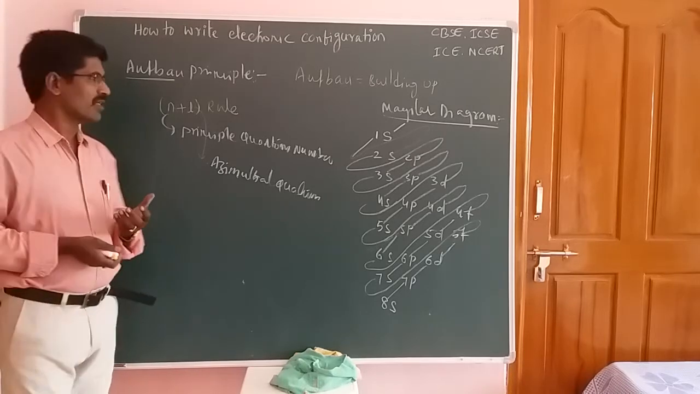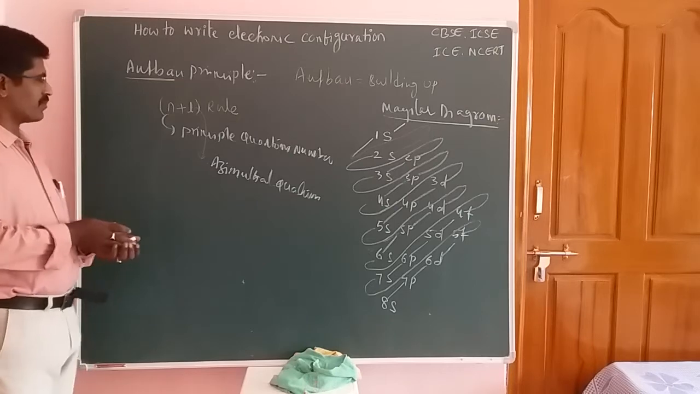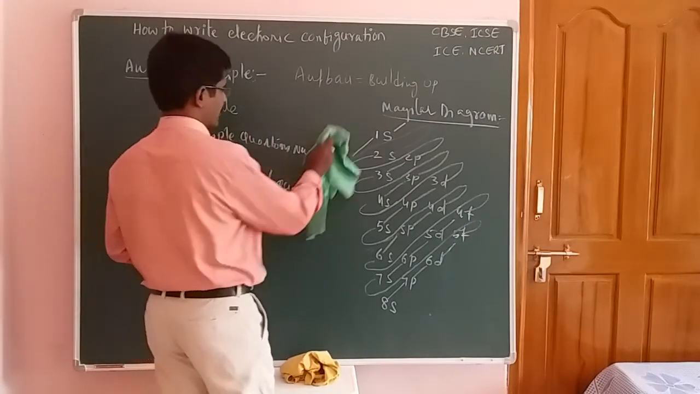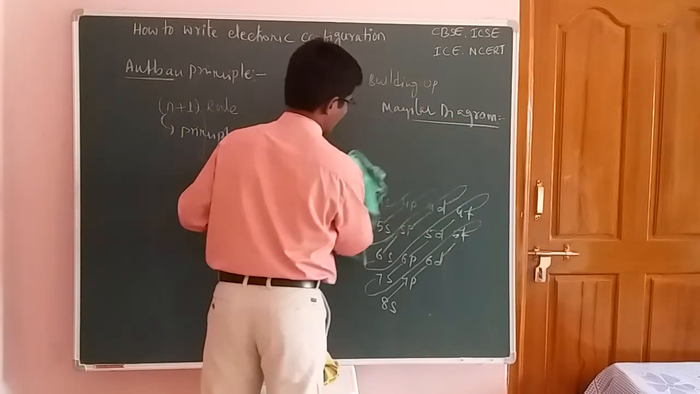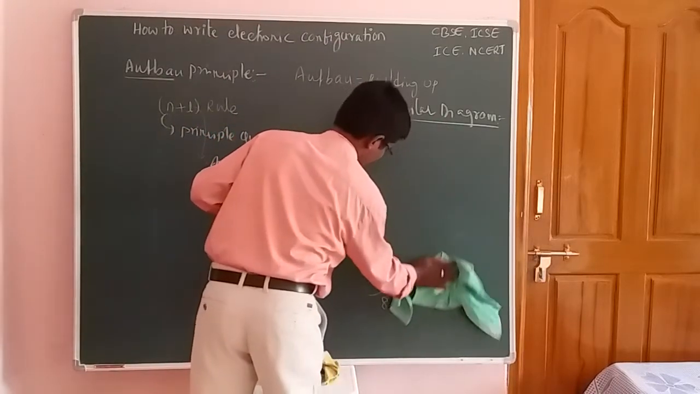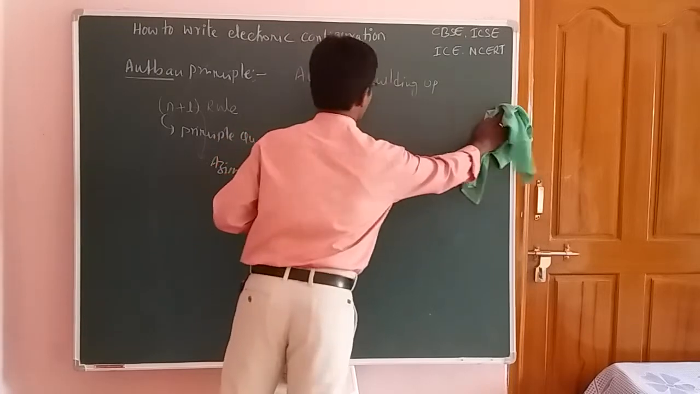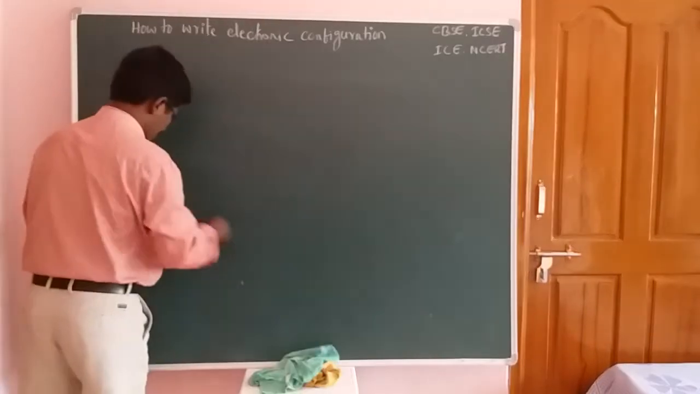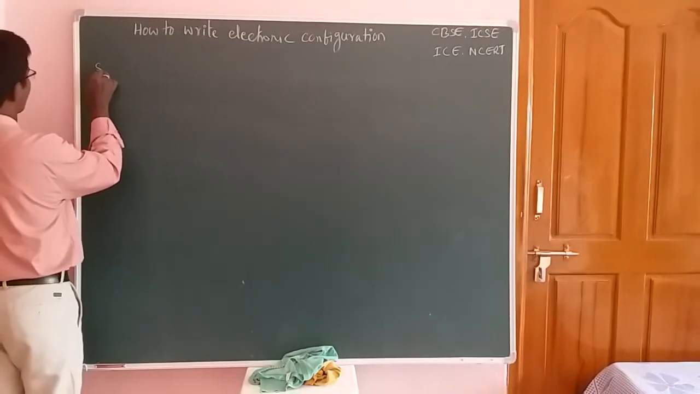Okay, now for you students, all of you note down this trick. Now, actually you know already the orbitals: S orbital, P orbital, D orbital, and next is the F orbital, students. Now you should take the first, the S orbital.